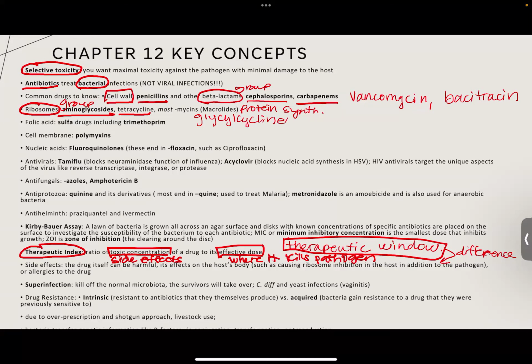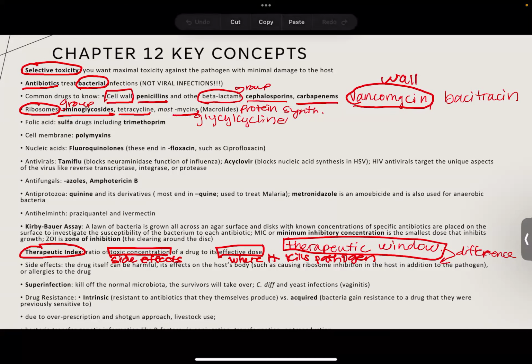It's a fun one to try to write out. Glycylcycline. And then many mycins. Obviously not all mycins, because we said vancomycin affects the wall. So not that one, but most other mycins. These might fall into aminoglycosides or macrolides.